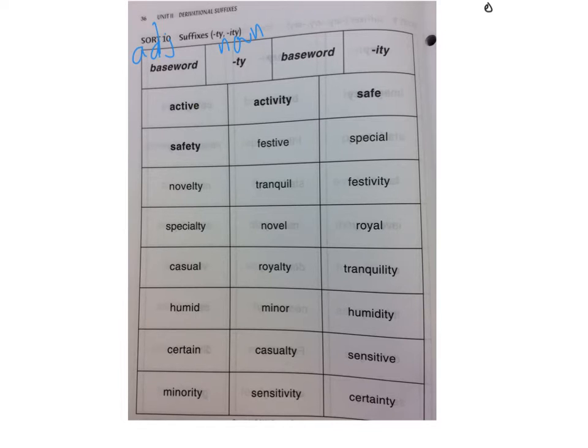I want to talk about some of the words before we get there. Actually, go ahead and sort your words based on their endings, whether it's ity or ty, and then put their base words next to them. Once we get to the sort itself, I'll talk from there about the words. So pause the video, sort your words, and then come back and listen to what some of the words mean and how to say them.